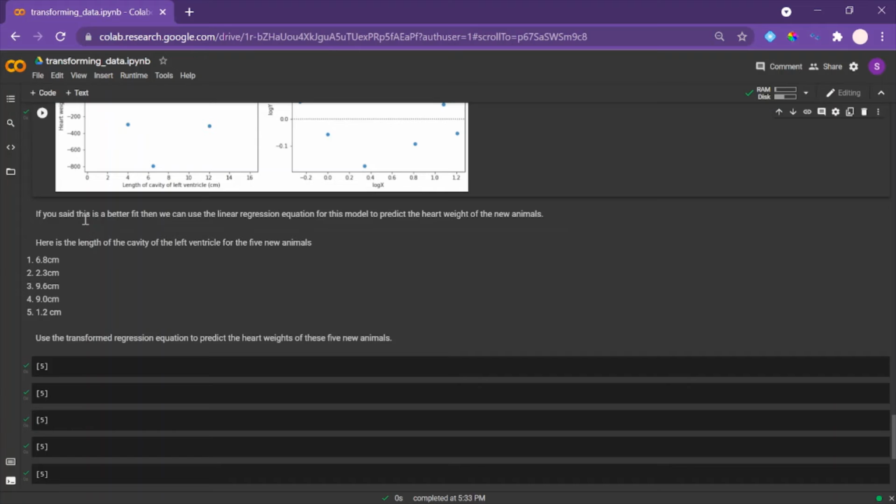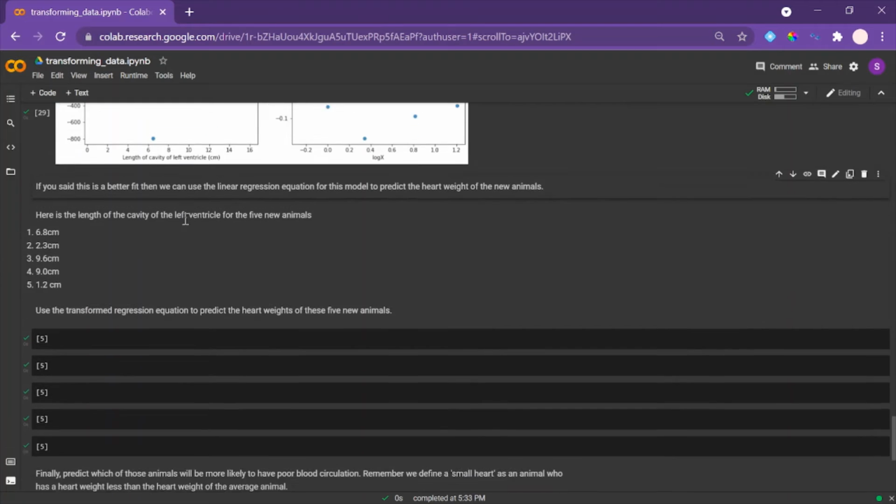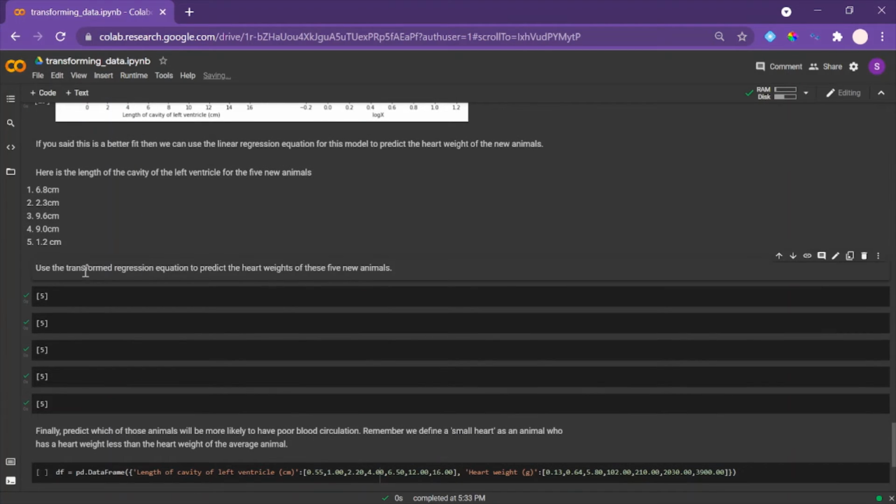So if I said that this is a better fit, then we can use the linear regression equation for this model to predict the heart rate of the new animals. So first things first is to use a transformed regression equation to predict the heart rates of these 5 new animals. Well, where do we get the transformed regression equation? Well, first of all, if you have a calculator, you could do it that way. Or if you want to use pandas, we can use pandas.